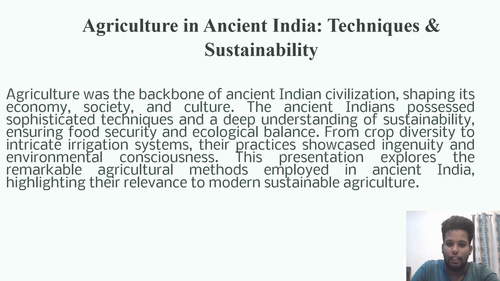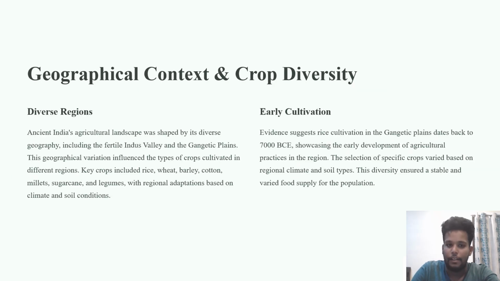society, and culture. The ancient Indians possessed sophisticated techniques and a deep understanding of sustainability, ensuring food security and ecological balance. From crop diversity to intricate irrigation systems, the practices showcased ingenuity and environmental consciousness. This presentation explores the remarkable agriculture methods employed in ancient India, highlighting their relevance in modern sustainable agriculture.